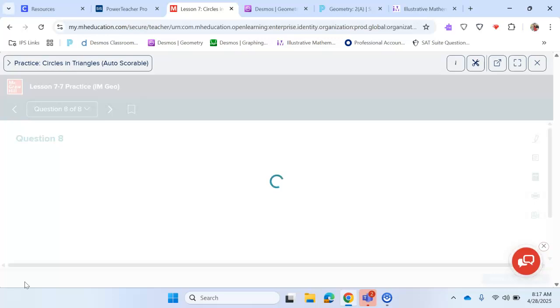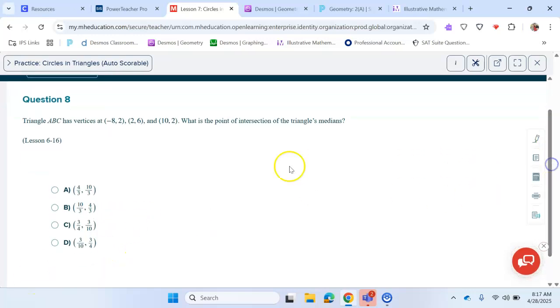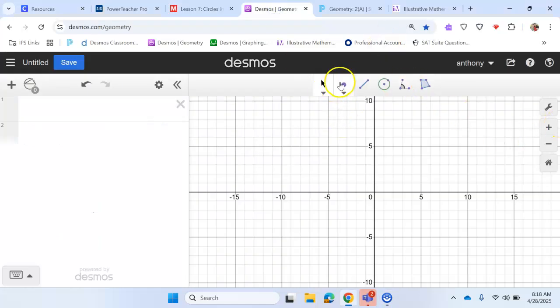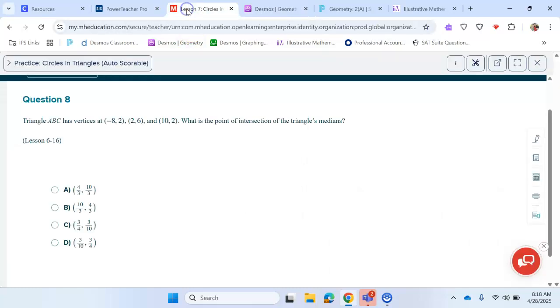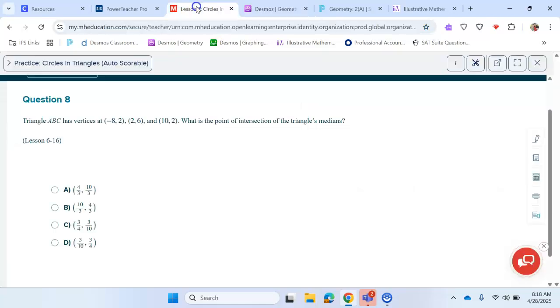Question 8. Triangle ABC has vertices at (-8, 2), (2, 6), and (10, 2). What is the point of intersection of the triangle's medians? All right, the first point is left 8 up 2. The second point is right 2 up 6. And the last point is right 10 up 2.